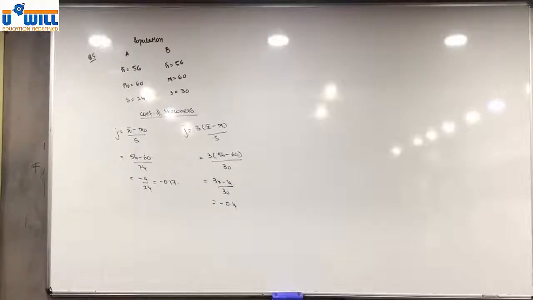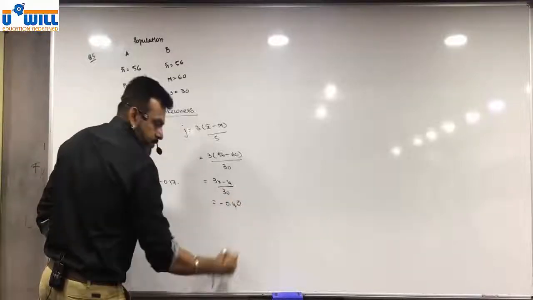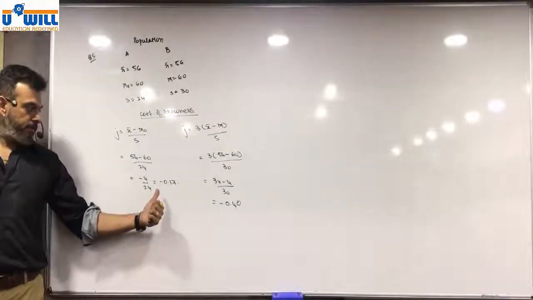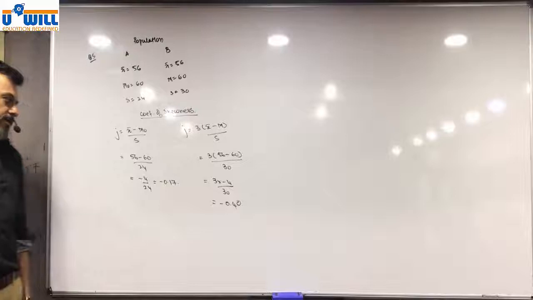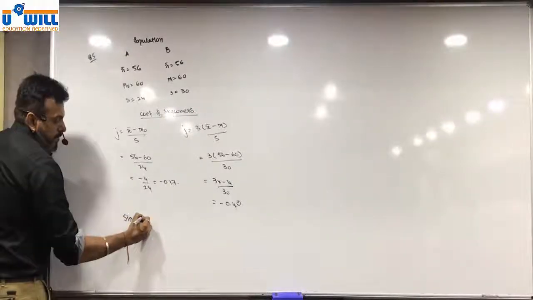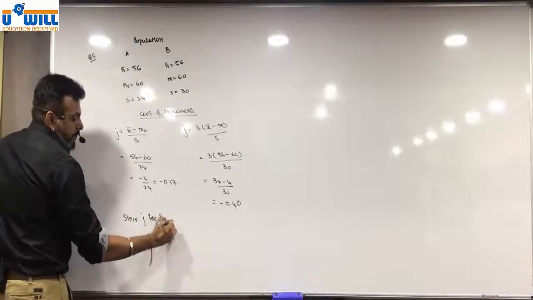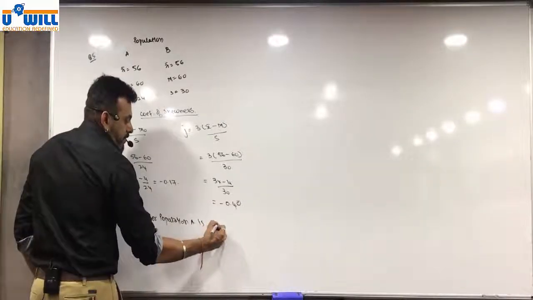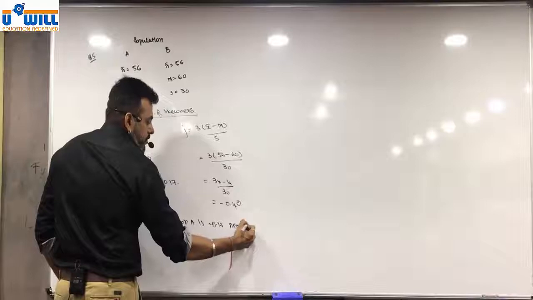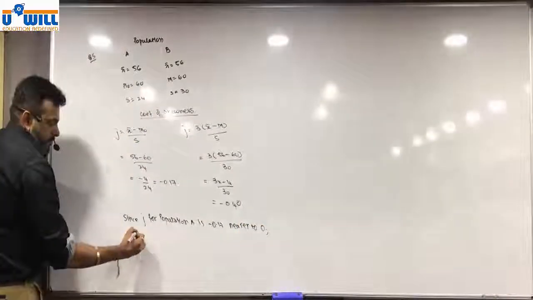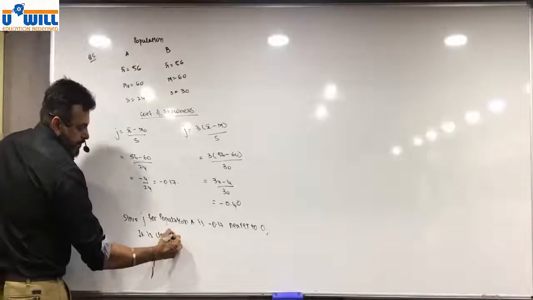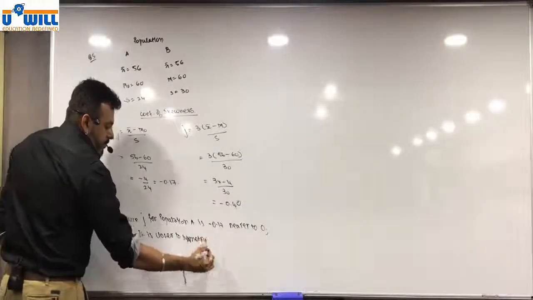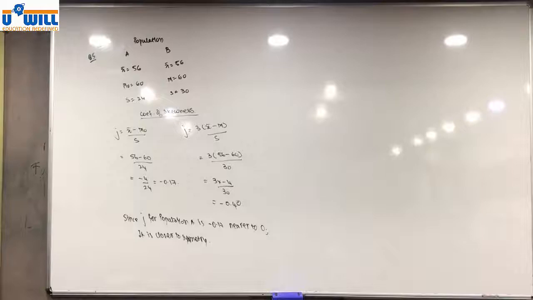Minus 0.4 means the magnitude is 0.40. And this is 0.17. Which one is closer to 0? A, minus 0.17. Write: since J for population A is minus 0.17, nearer to 0, it is closer to symmetry.